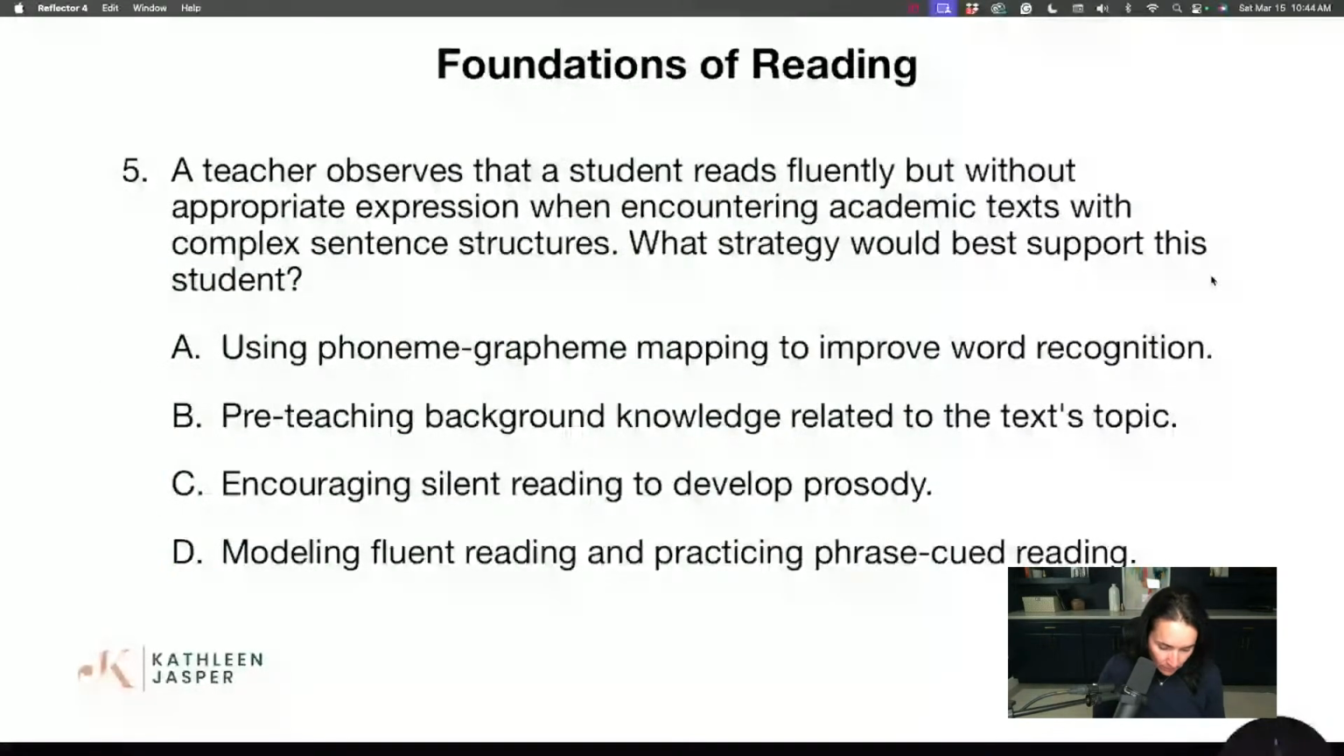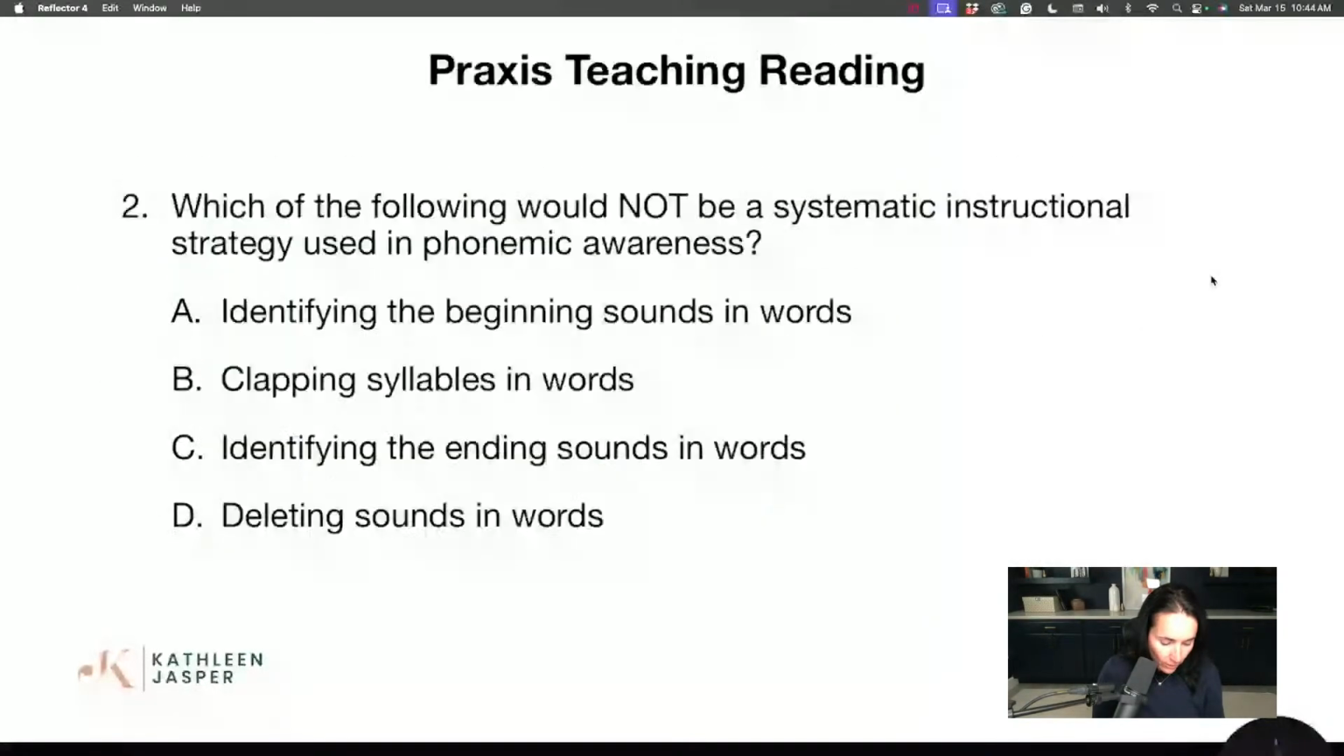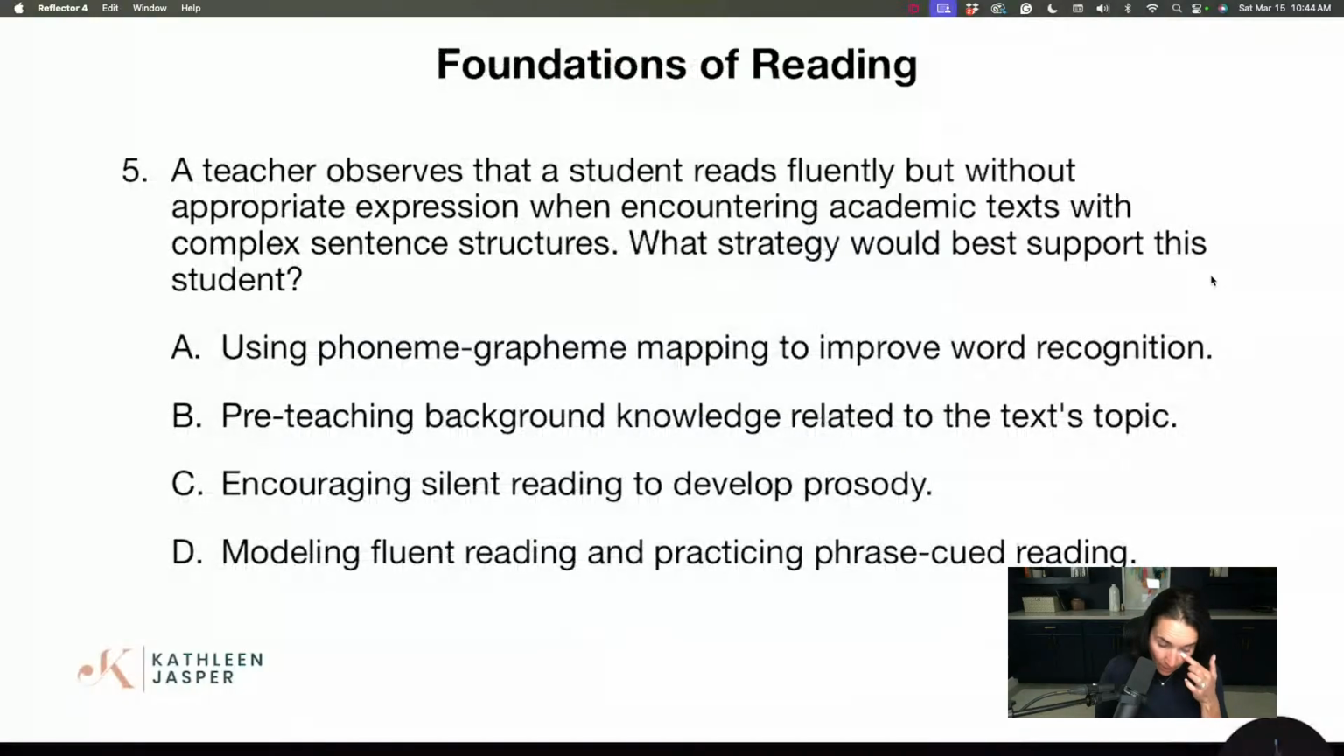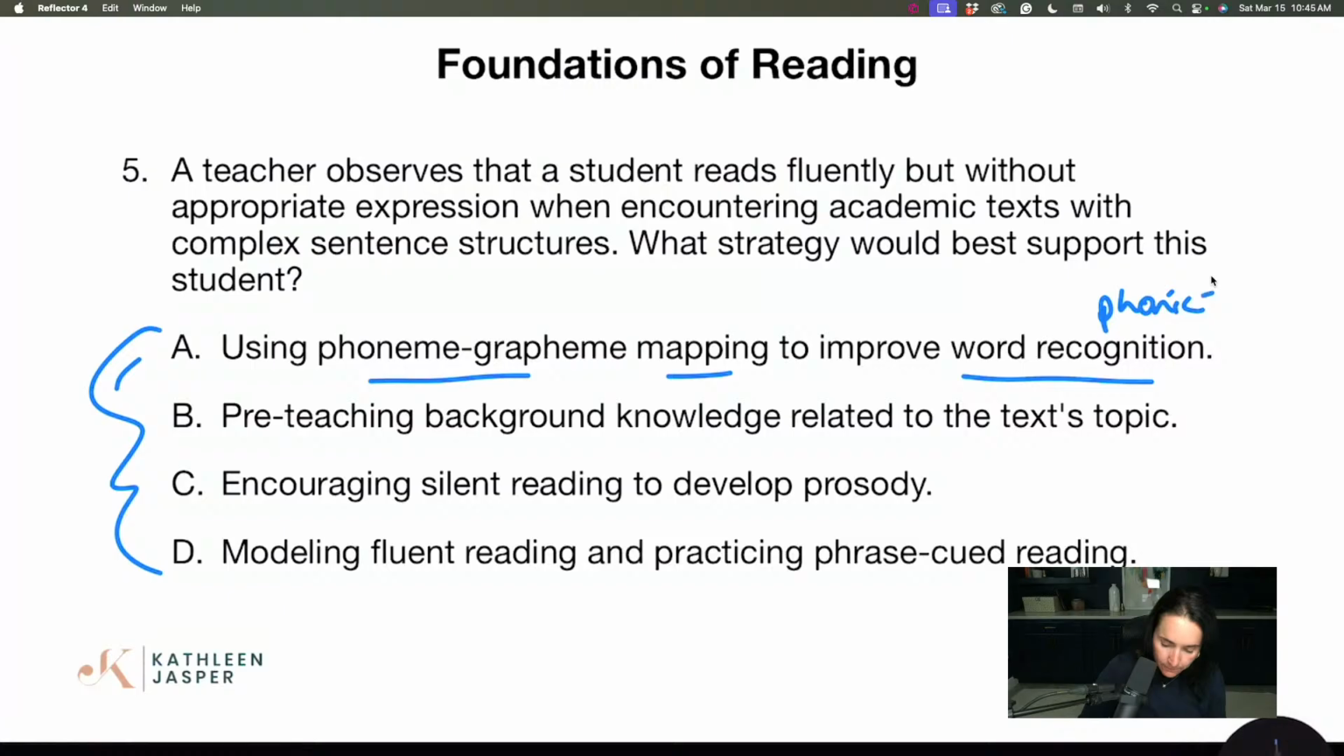All right. Last one. I think this is nope. We got two more. Okay. We have two more for foundations of reading. So let's have a look at our answer choices. A, using phoneme grapheme mapping to improve word recognition. Okay, phoneme grapheme mapping is another word for letter sound correspondence. This is phonics. It's just always good to know what the answer choice is talking about.